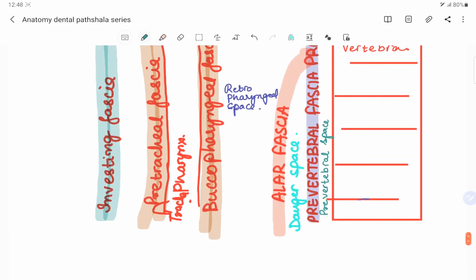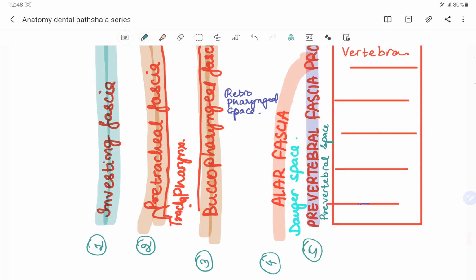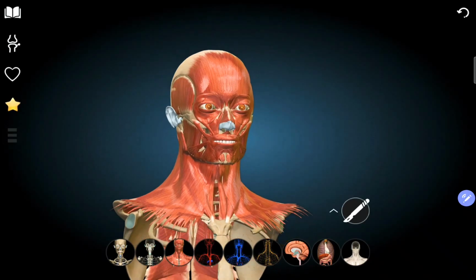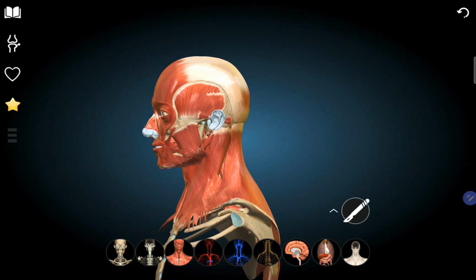The first one we have is the investing fascia. Then we have the pretracheal fascia. So the posterior part of this pretracheal fascia is known as the buccopharyngeal fascia. Then we have the alar fascia and the prevertebral fascia. So these are the fascias. Now see in the three-dimensional diagram. So as you can see up here, this is the investing fascia.